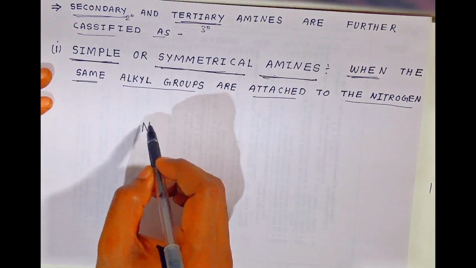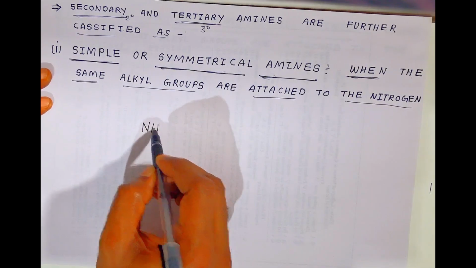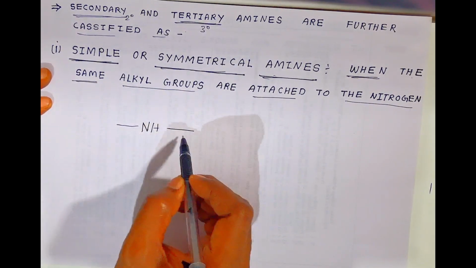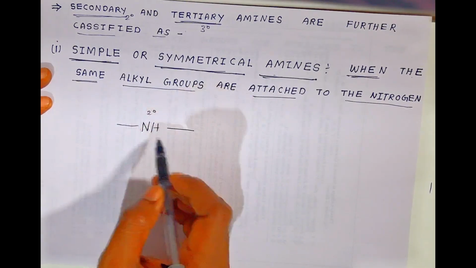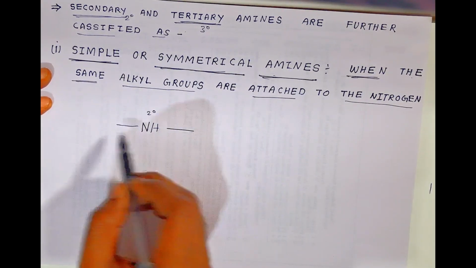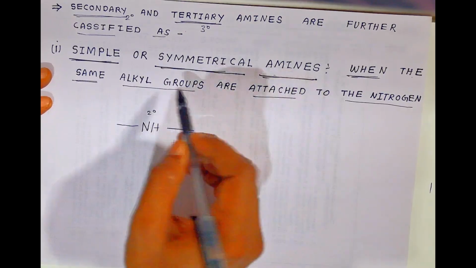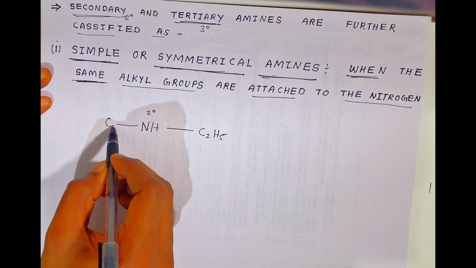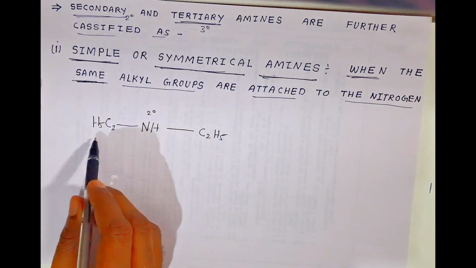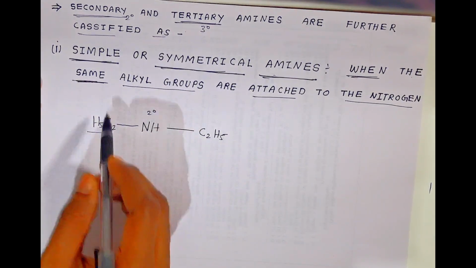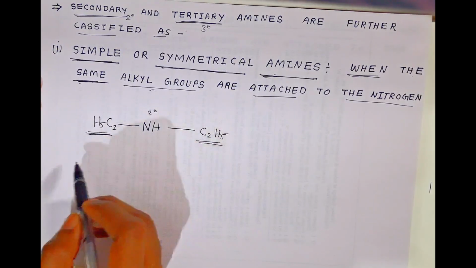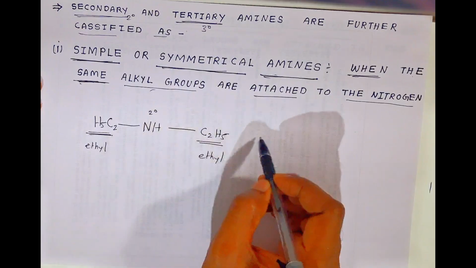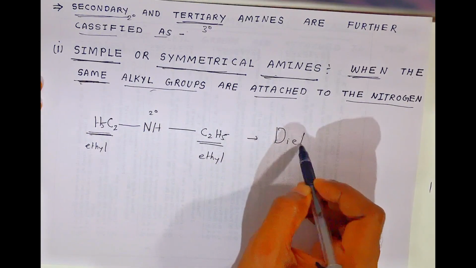Suppose here, students, secondary amines, that means it has one hydrogen and it has 2 valencies. If both the valencies are occupied by the same group, if we are representing one with C2H5, here also you have to represent with C2H5. So this is the same alkyl group. C2H5, that is ethyl; this is also ethyl and this is also ethyl. So the compound name will be diethyl amine.